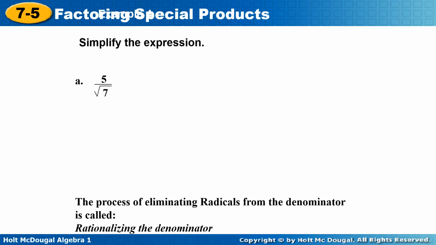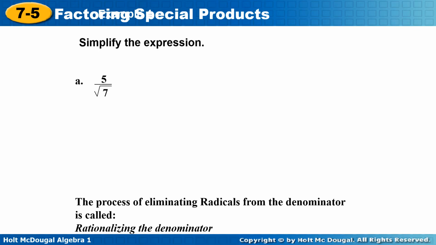Okay, whenever we have a radical in the denominator, that is not rationalized. We always need to make sure our fractions are rationalized. And what that means is we need to get that radical out of the denominator. The process is called rationalizing the denominator. So we can't change the value of the fraction. So the only thing we can multiply by without changing the fraction is 1. So we're going to multiply by an equivalent of 1.